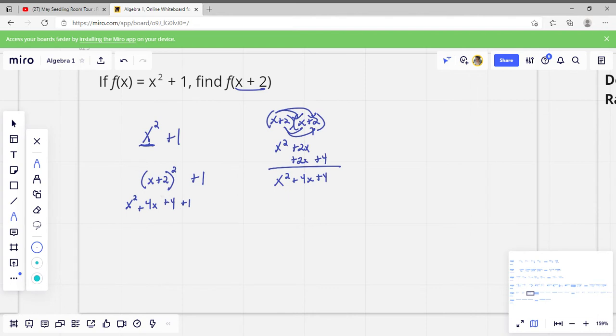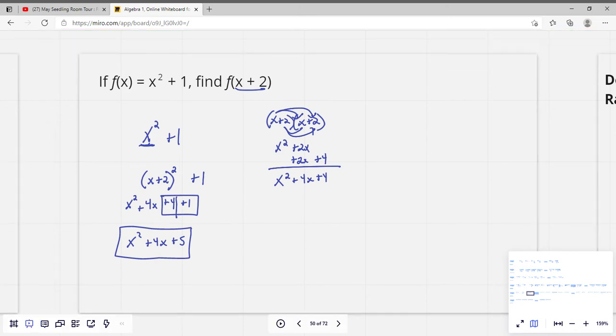Only like terms we can put together are right here, the 1 and the 4. So we would get x squared plus 4x plus 5. And that is the answer to that one. So sometimes you'll come out with an answer, x equals, and sometimes you will not be able to simplify it completely.